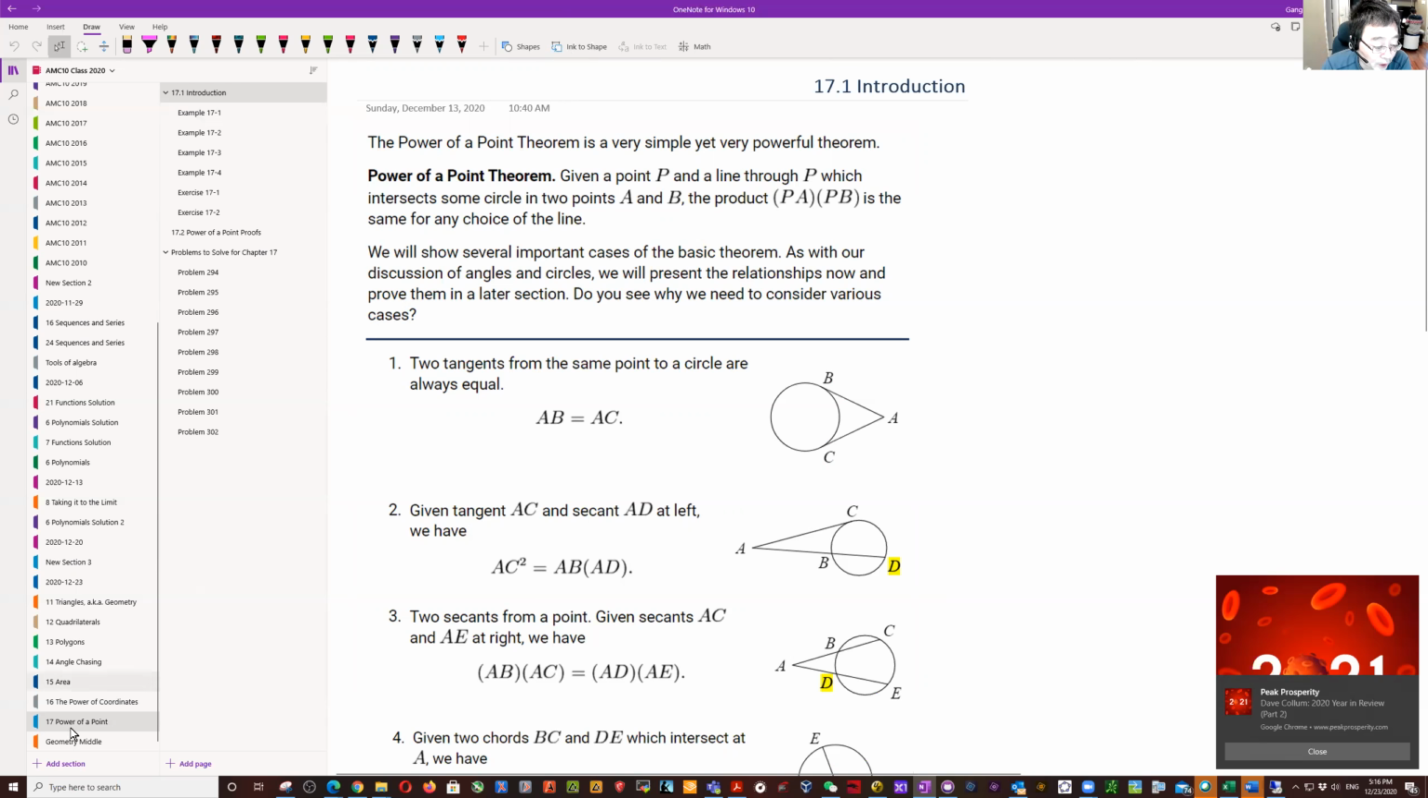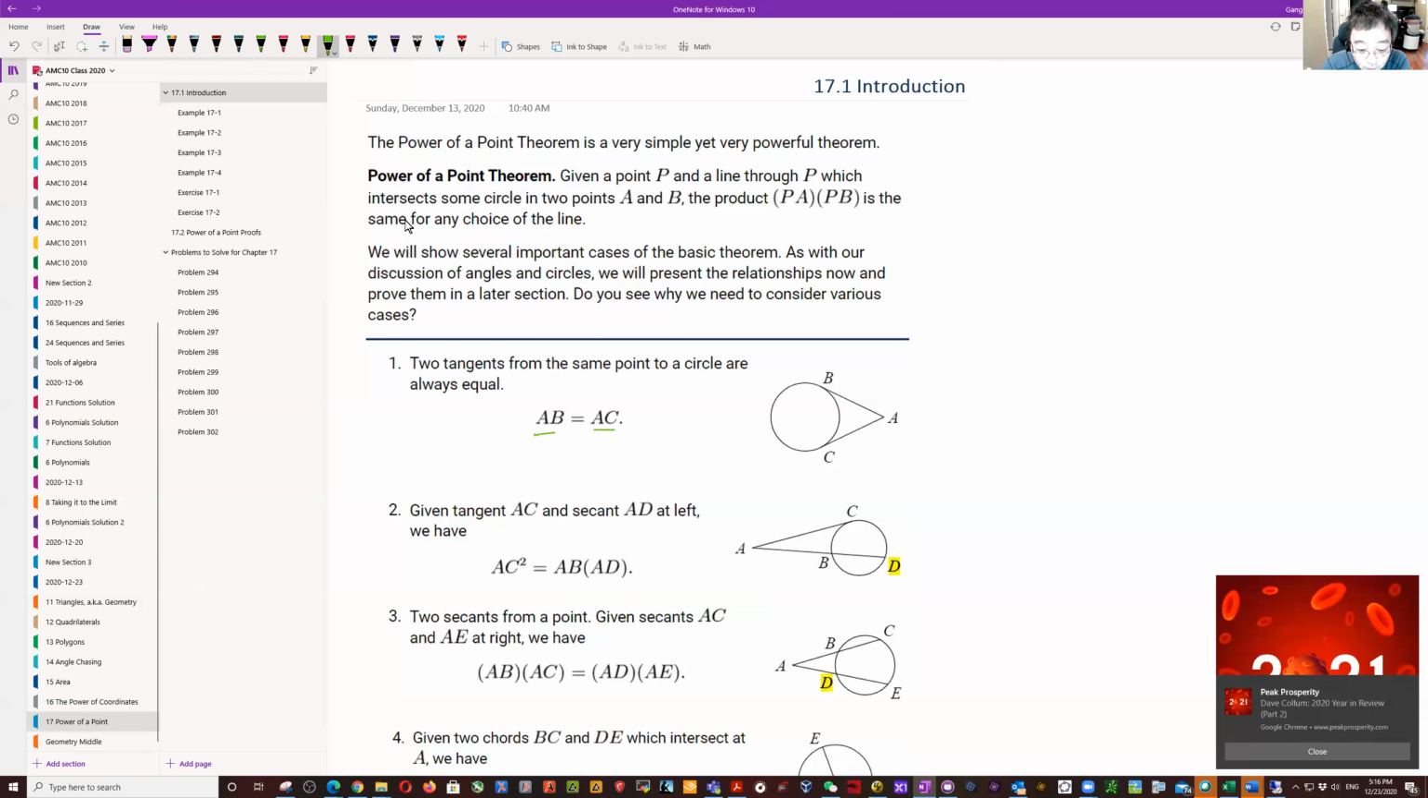So basically this is called power of a point. The chapter is called power of a point. There's a power of a point theorem. The power of a point theorem is talking about the lengths of line segments related to a circle and their relationship. Their relationship is very fun. So the first case is that two tangents from the same point to a circle are always equal. And this one is actually very, very easy to prove.